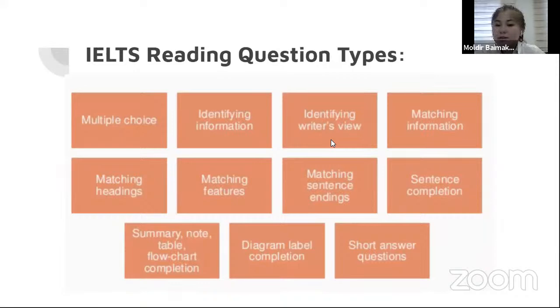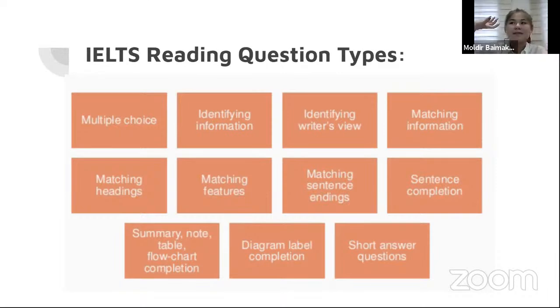So identifying writer's view. Well, this is one of the most confused question types again. Identifying writer's view is yes, no, not given. So we have true, false, not given, yes, no, not given. And like I mentioned, most of the time candidates really confuse them between each other. For example, they make the most basic mistake by writing yes when you should write true, or vice versa. When you should write true, they write yes.